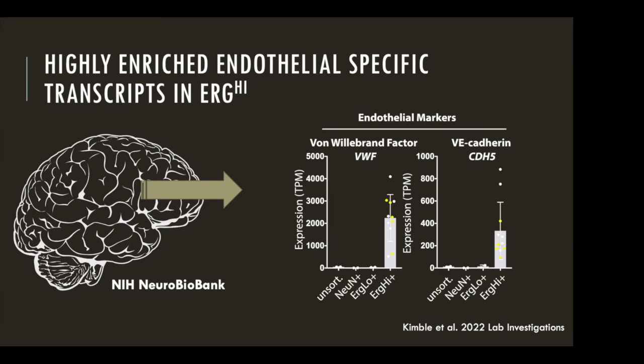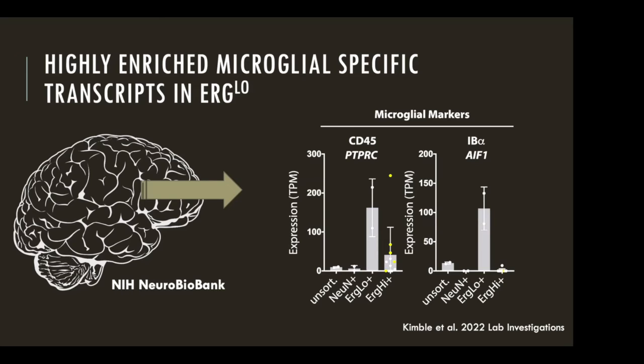Now looking at particular transcripts, which really gave us a lot more confidence in this, just looking at a few transcripts, you can see that von Willebrand factor is highly enriched in the ERG high population. This is a canonical endothelial cell transcript. Cadherin 5, or VE-cadherin, is another highly enriched transcript in the ERG high population. And then I mentioned the ERG low population, the microglia population. You can see in that population we have some enrichment of CD45 and Iba1, or AIF1. These are transcripts we'd expect to be found in the microglia population, and that is what we see in that ERG low population.